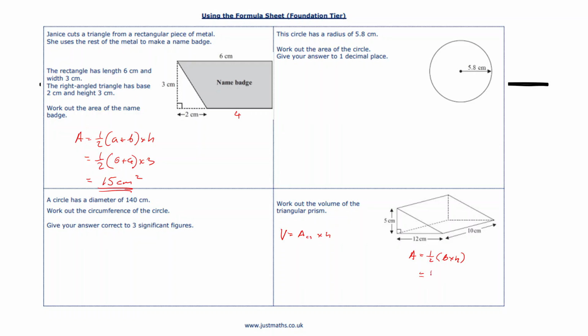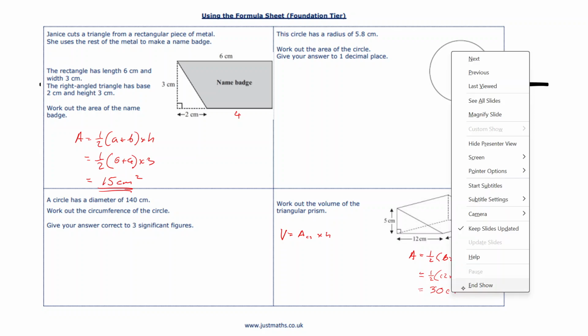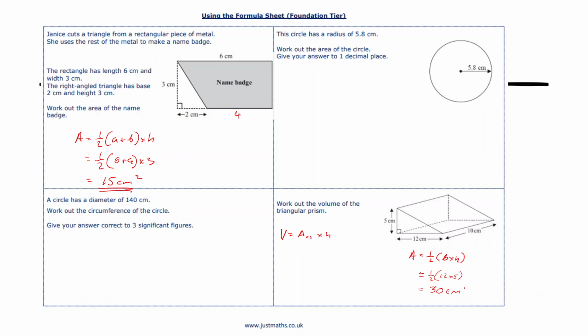The base, so it's going to be a half of the base, which is 12, times by 5. I wouldn't personally do 12 times 5 and then halve it. I would halve my 12 to get 6 and then do 6 times 5. 6 times 5 would give me 30. Right, so I've got the area of the cross section. So my volume of the prism is going to be that area times by the height, times by 10. So that's going to be 300 centimeters cubed, because it's a volume.